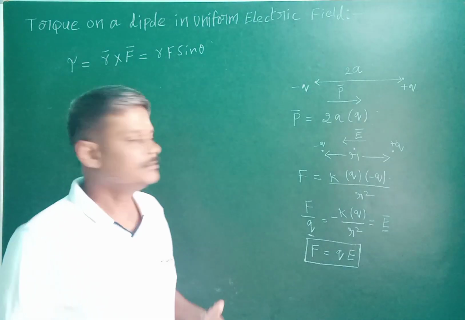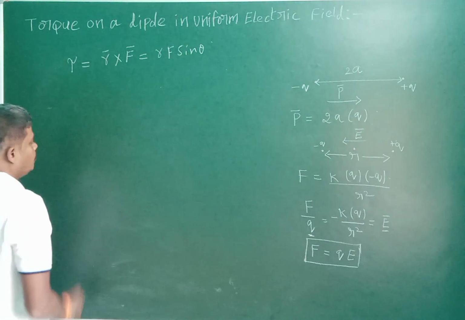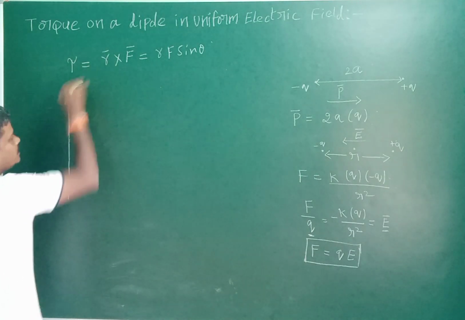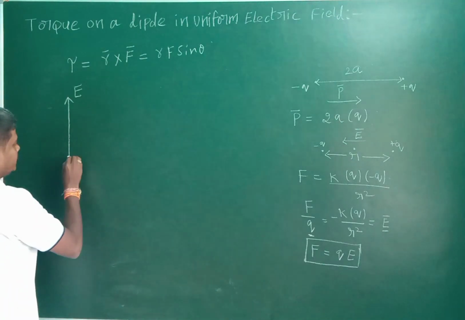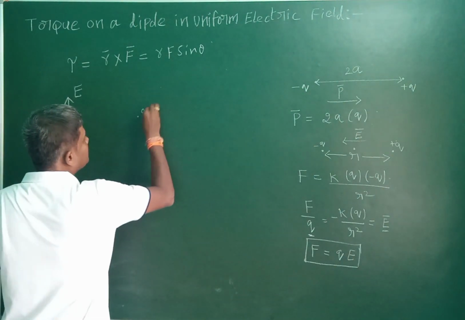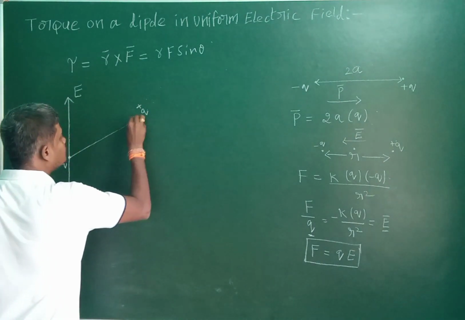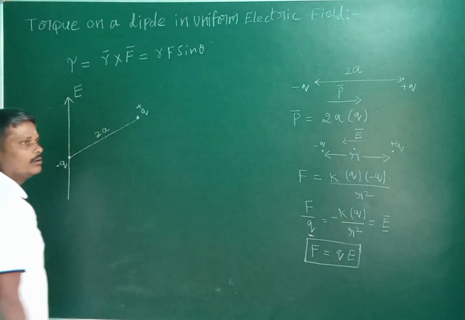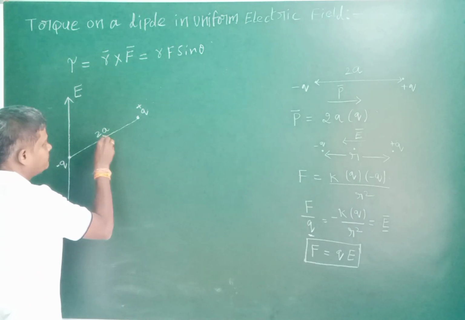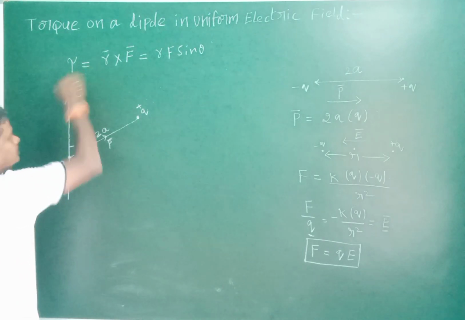Let us understand by taking one example. I am taking a dipole. Let this be a uniform external electric field of magnitude E. It is in this direction. Now I take minus q charge here and plus q charge here. Let this distance be 2a. This is a dipole. Now the direction of dipole moment is from negative to positive. This is the direction of p bar. Let p bar make an angle theta with E bar.